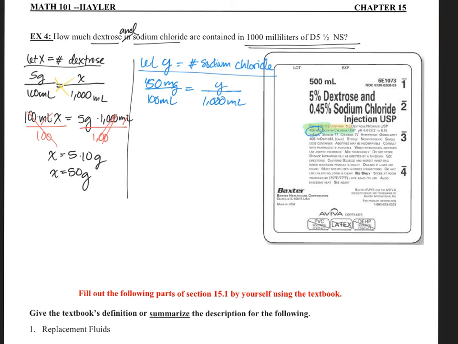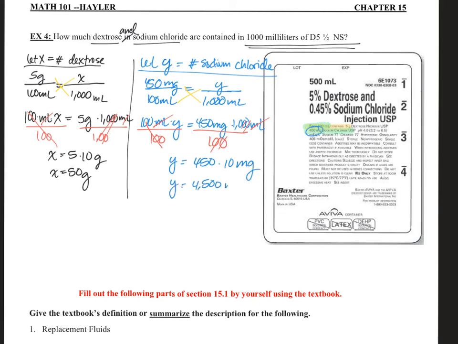Alrighty, let's go ahead and solve. You can pause the video once again and try to solve by yourself, or you can follow along with me. 100 ml times Y equals 450 milligrams times 1,000 ml. Go ahead, cancel out the milliliters on both sides. We can divide by 100 at the same time. Use those zeros to cancel. And we're left with Y equals 450 times 10 milligrams. So Y equals 4,500 milligrams.